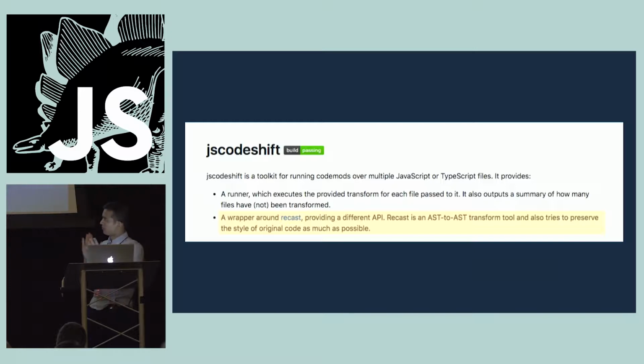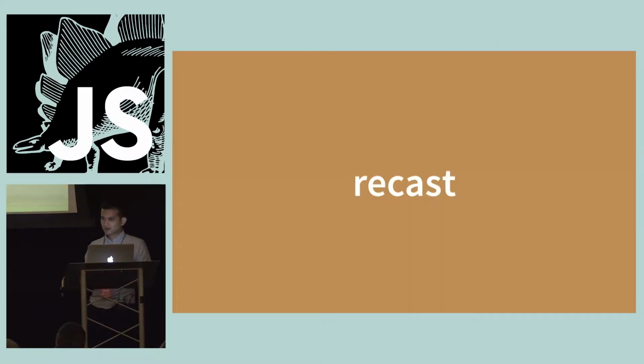OK, so we saw the first part. That was fun. The second part is also fun, but a little bit more difficult. JS CodeShift uses the Recast package internally. It has whatever methods Recast has, but provides a more convenient API for those methods. So what's Recast?